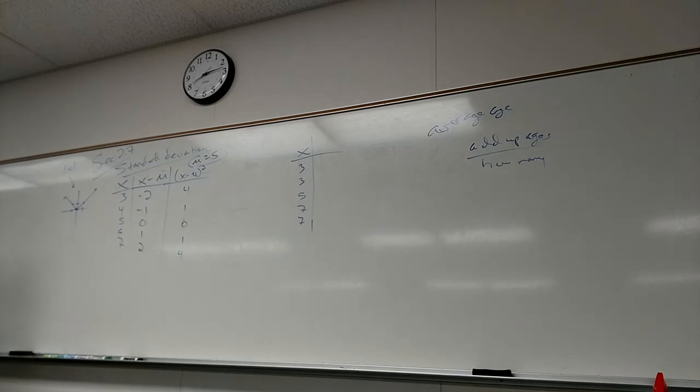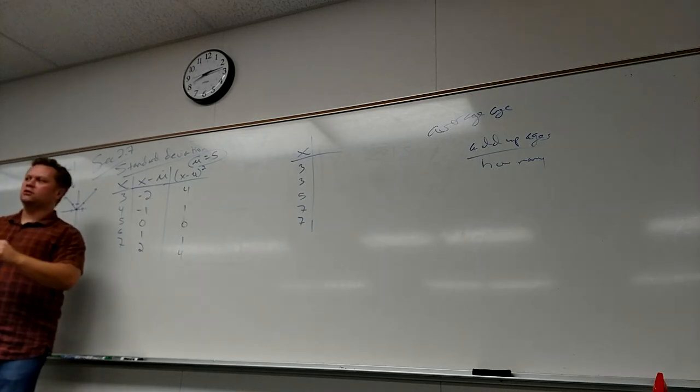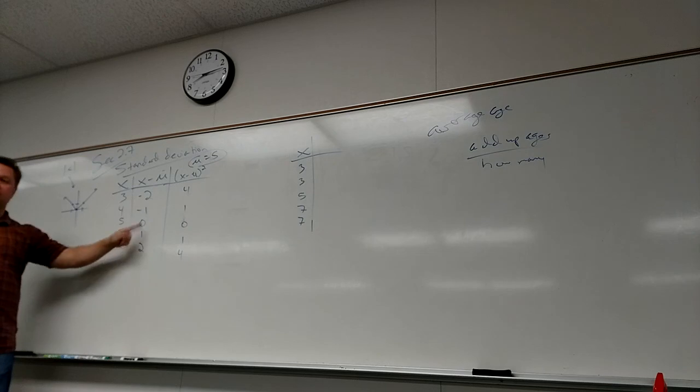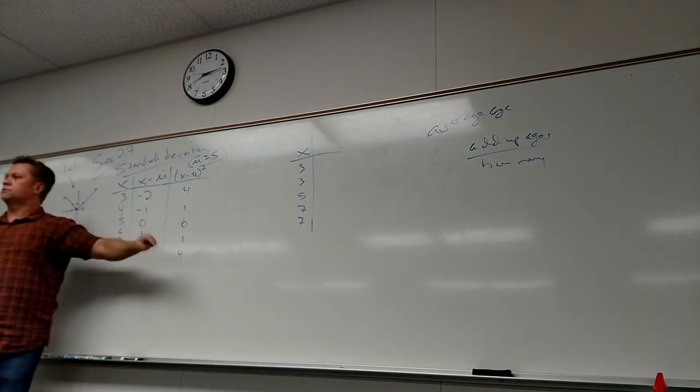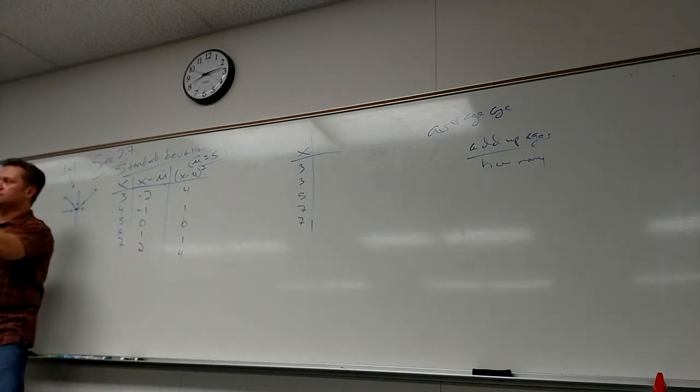It's called standard deviation. Right? And that's going to be the average distance from the mean. So I got a bunch of distances, they sucked. Okay, I squared them. So let's find the average square distance from the mean and then square root it.